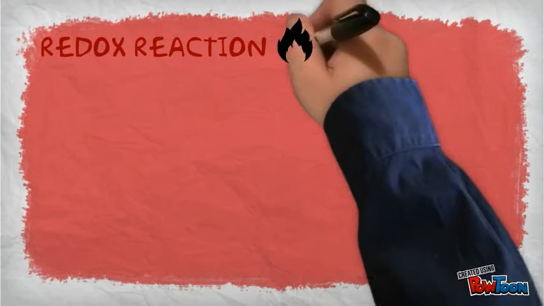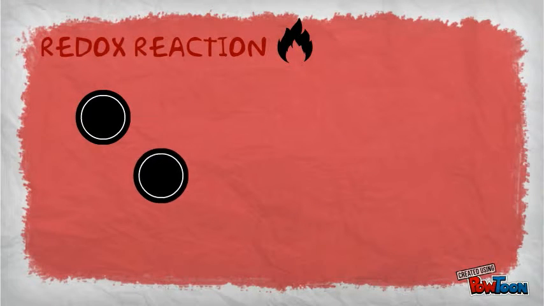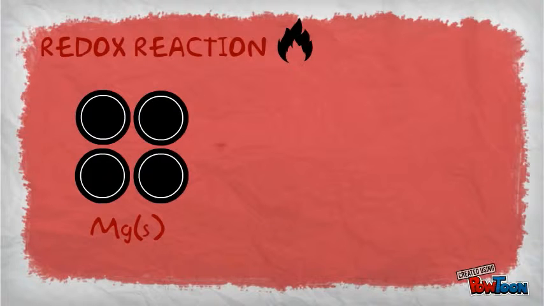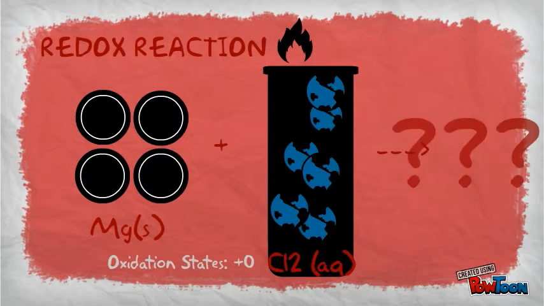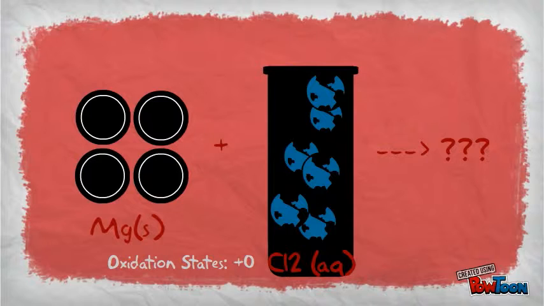Let's start with the redox reaction. Magnesium as a reactant doesn't have an oxidation state, and neither does chlorine. Oxidation states show the charge of an atom in relation to the other atoms of the molecule.